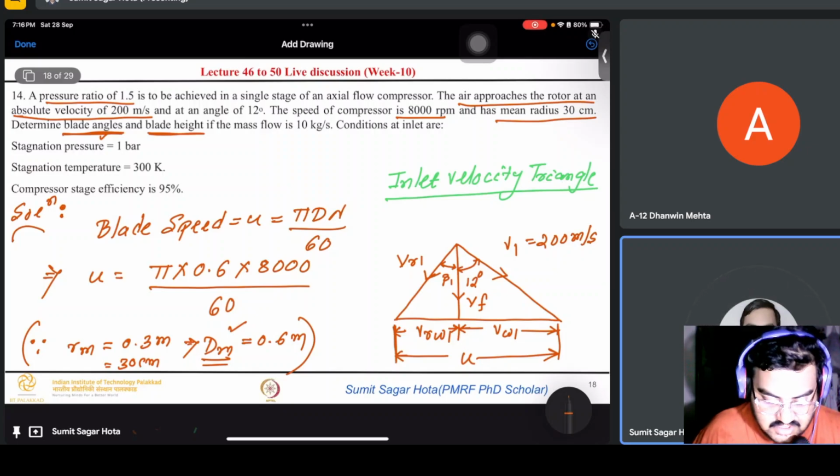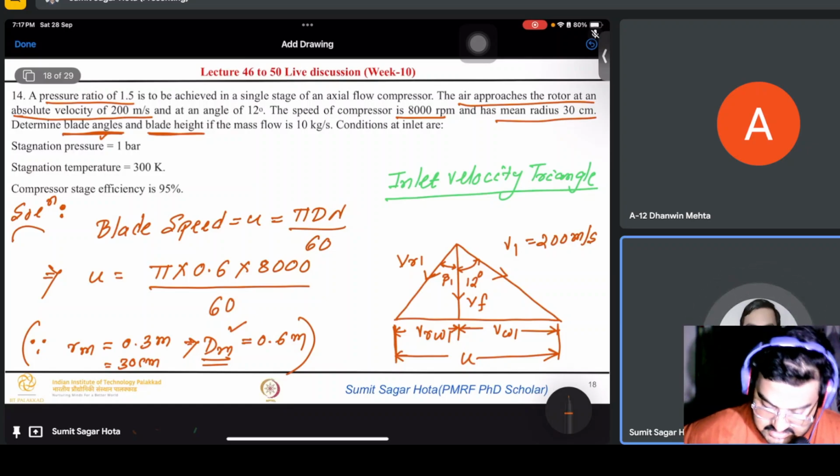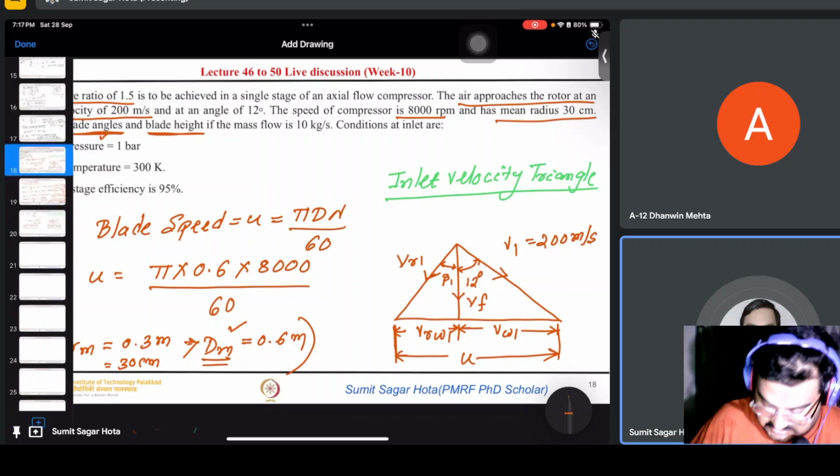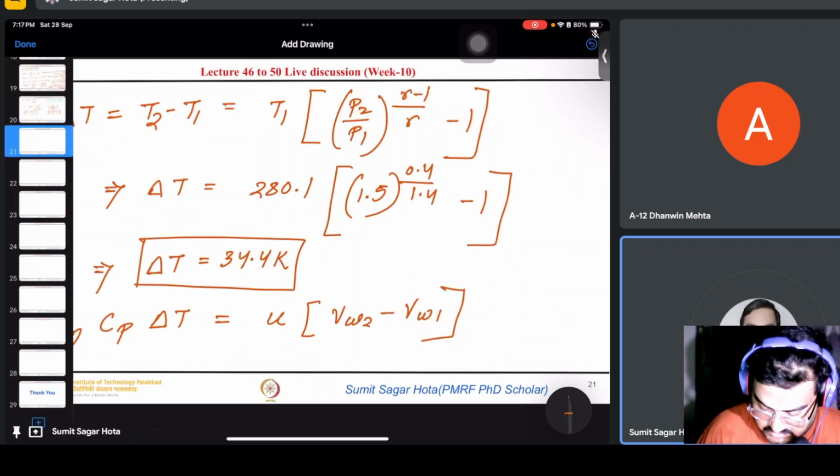For rho 2 we need the P2 and the temperature T2. Those two things we don't have. So first we have to find out P2, and we also have T1, and I think we also have delta T. Yes, we have delta T. So T2 equal to T1 plus delta T, and from there we can calculate T2. All these things we will now quickly do.